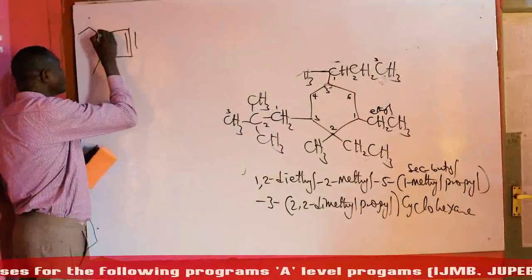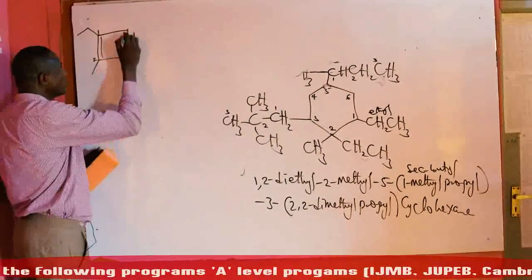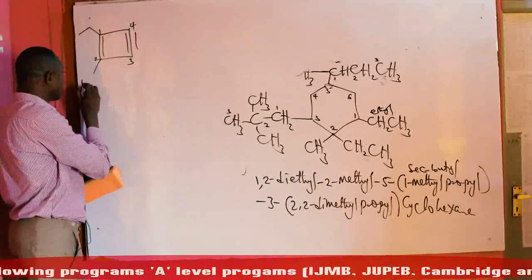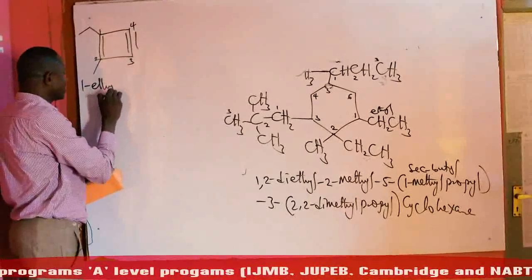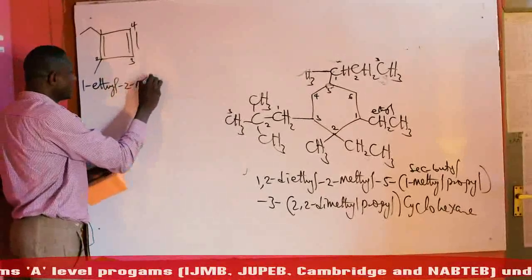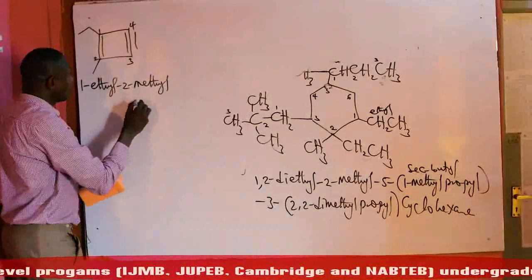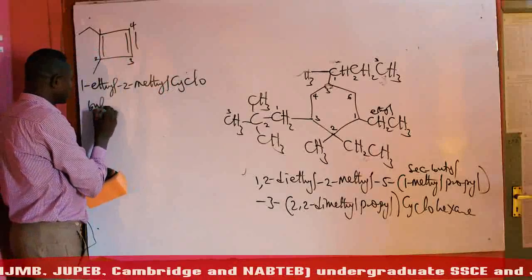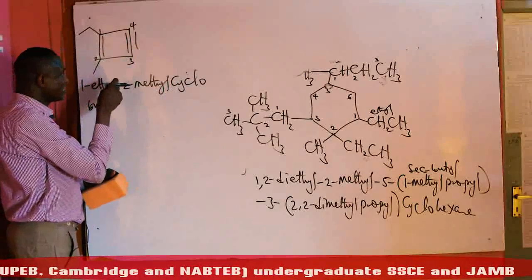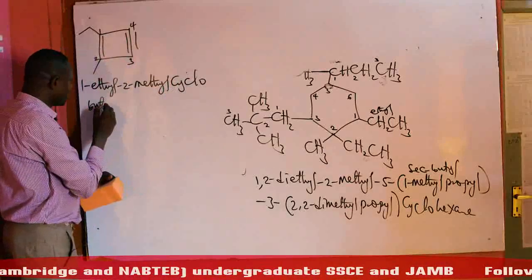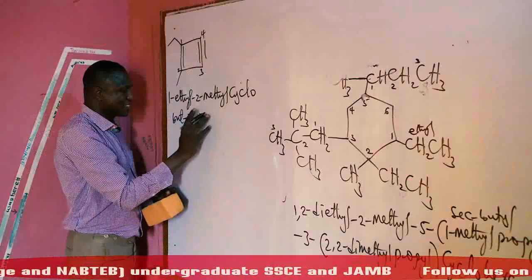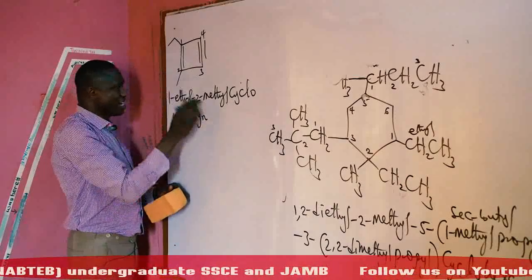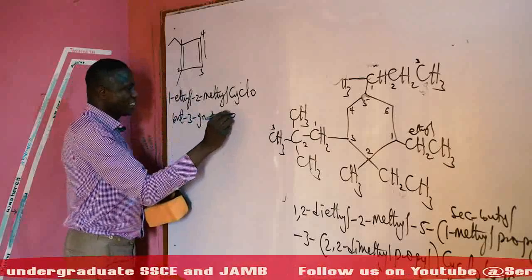So in that case, this must be our carbon 1, 2, 3, 4. So the name of this compound is 1 ethyl, 2 methyl, what? Okay, cyclobutyl, because there are 4 carbon atoms in the ring. But what is the position of the triple bond? 3, ine, okay, then 1, ene.